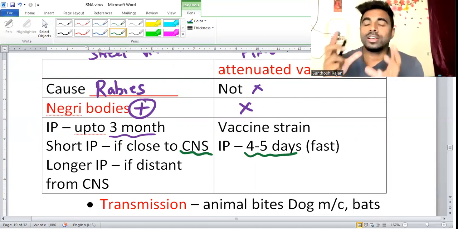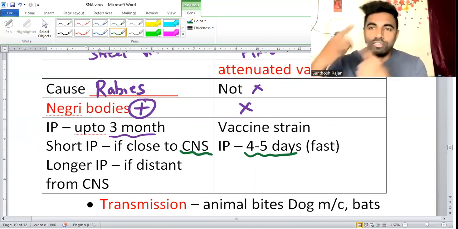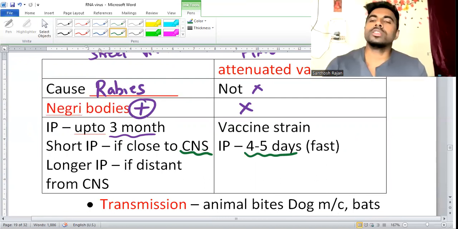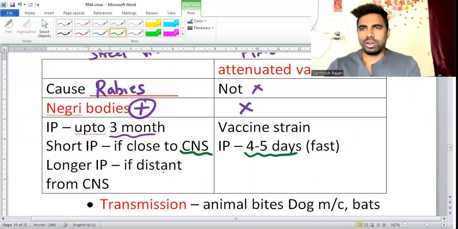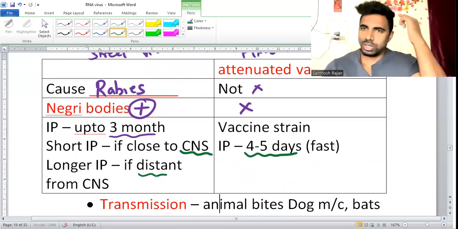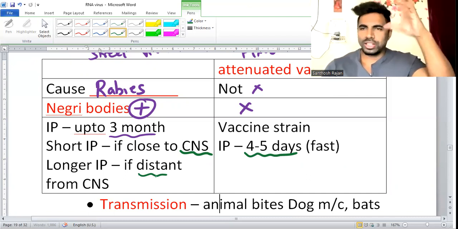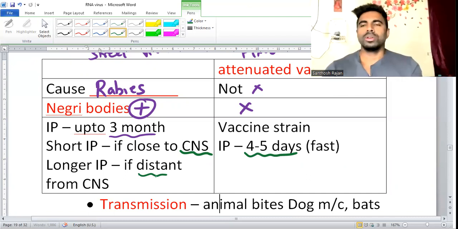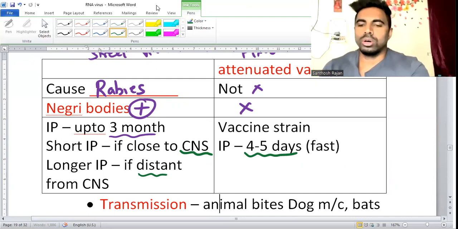the time for getting the rabies infection is very short because it goes very fast, right? But if it is far, like from your legs, if the dog bites on the leg, then it will take much more time to cause the infection. The distance matters, because it goes and affects your brain, the hippocampus, cerebellum, brainstem, other parts. So it will take some time to go and affect it. So this is the thing.